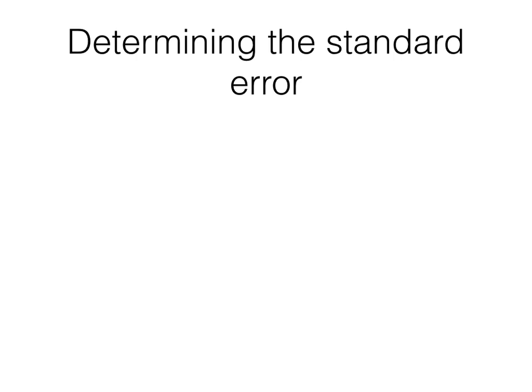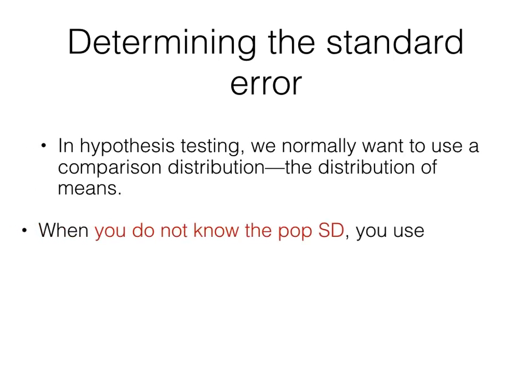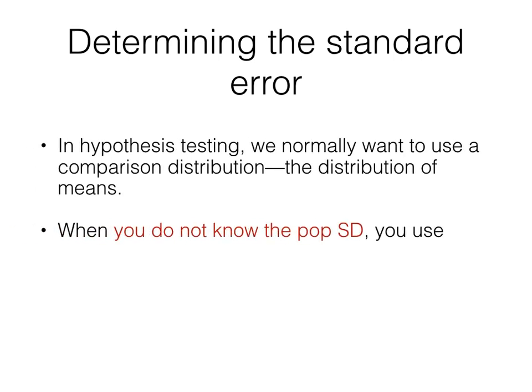But now the problem is we don't know the population standard deviation. So if we don't know it, we're going to have to estimate it. And the way that we estimate it is by using this formula. So basically what we're going to do is figure out what the standard error of the mean is by taking the population standard deviation and dividing it by the square root of n. Okay? So that's going to be our new way of measuring the population standard deviation.